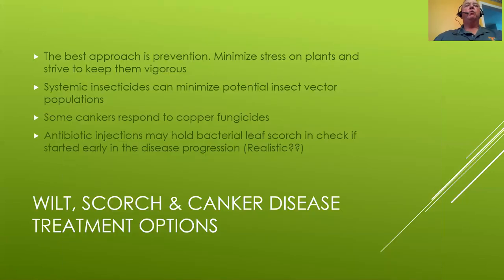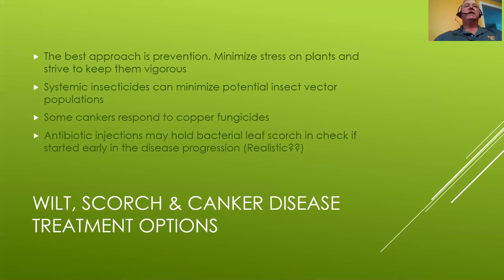What can we do about wilt, scorching, canker diseases? Are there treatment options? Well, the best approach is prevention by minimizing stress on the plants, and you strive to keep them vigorous. If you go into hot, dry spells, even if it's an old established plant, they still need water. So think about using some irrigation on those.